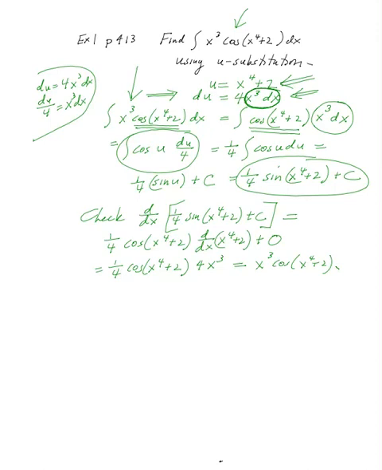Let's look at example 1, page 413, section 5.5. Find the indefinite integral of x cubed cosine of x to the fourth plus 2 using u substitution.